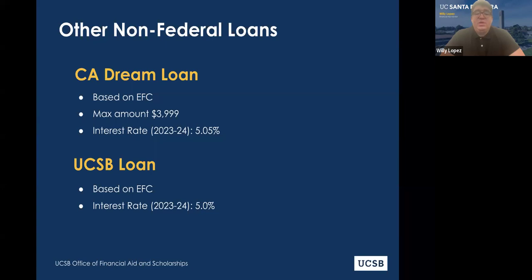The interest rate for this one is the same as the subsidized or unsubsidized student loans, 5%. The UCSB loan is for all students that attend UCSB, but is typically offered to our incoming freshman students who are looking to afford additional housing opportunities when living as on-campus residents, since it can be a little more expensive to live on campus. This UCSB loan is also based on the Student Aid Index and also has an interest rate of 5%.